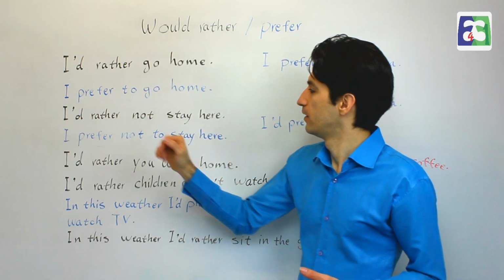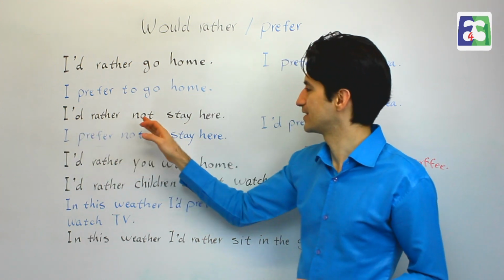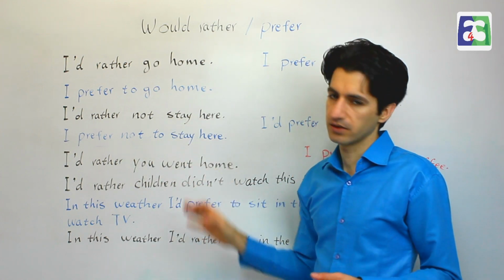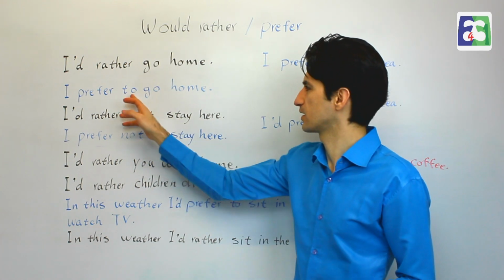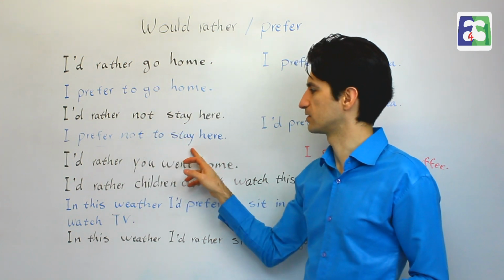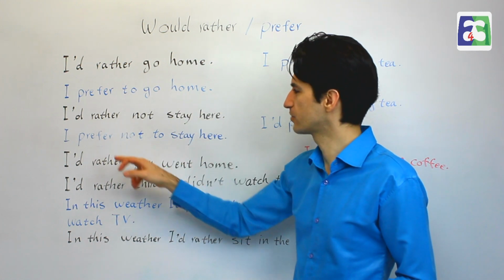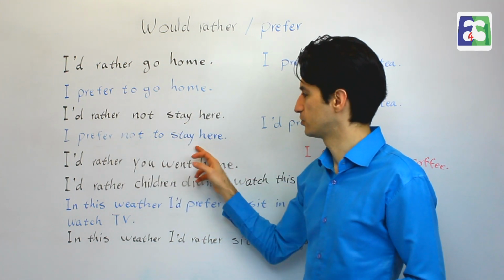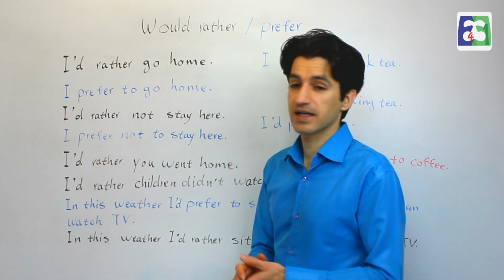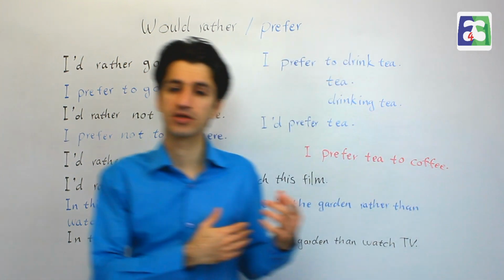Okay? Now, the negative sentences that I already have over here are: I'd rather not stay here. I prefer not to stay here. Okay? So that's again the same thing. Not before the base form of the verb after rather, and not before the to infinitive after prefer. Okay, that is actually what I prefer not to do. Okay, now let's move on to the other side of the board.